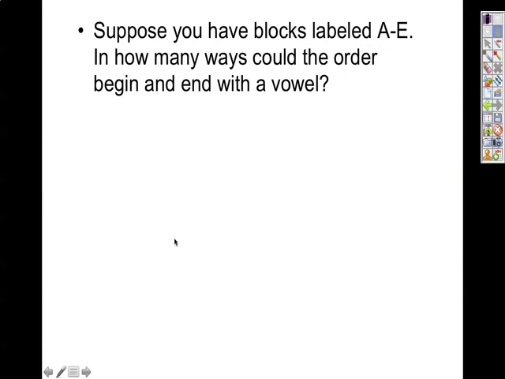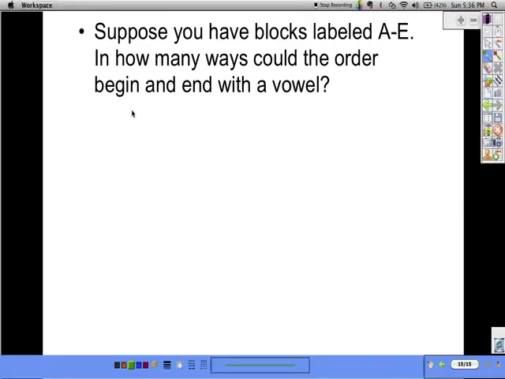But now we're going to count with some blocks. We have blocks A through E. So A, B, C, D, and E. How many ways can we order these blocks, beginning and ending with a vowel? Well, I like to think of 5 spots here. The first spot, there are 2 letters that could go there.